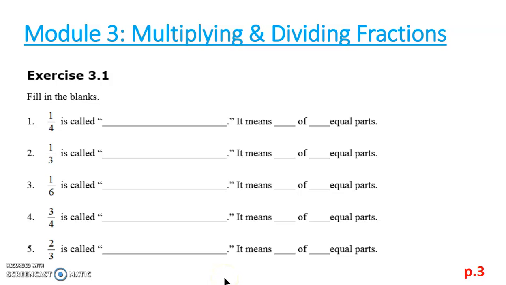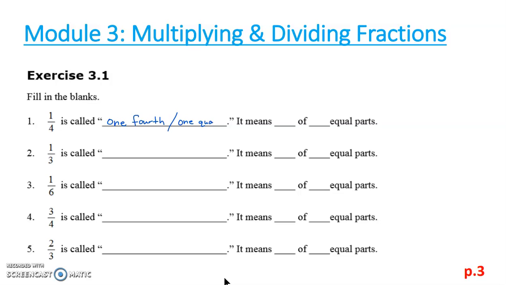Hello, in this video I'm going to go through some of the exercise questions for lesson 3.1, starting with the first 5 questions. This is where we name fractions. So when we see 1 over 4, this has 2 names. We can call it 1/4, or we can call this 1/4.